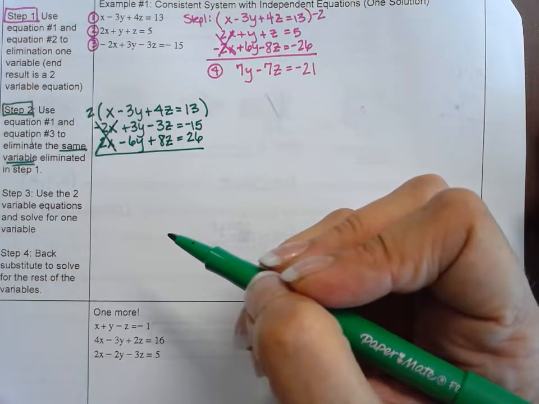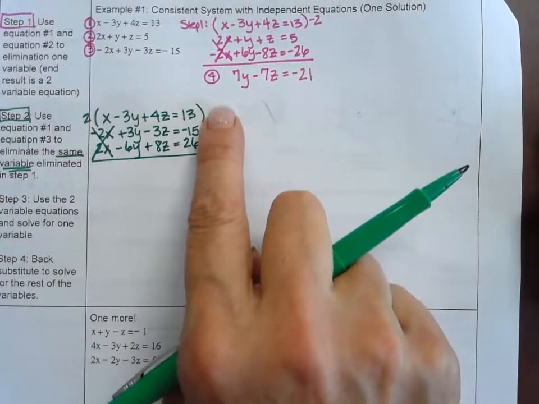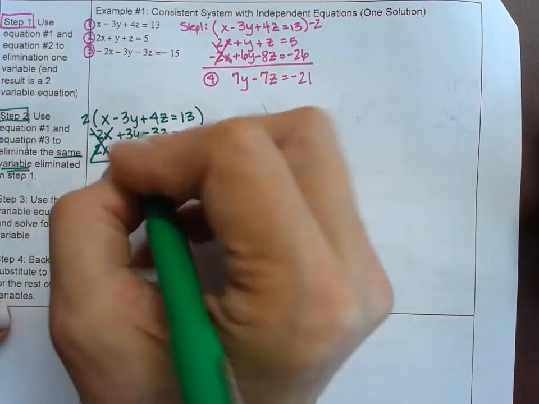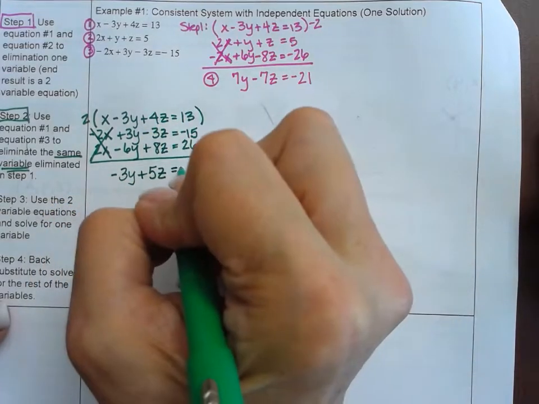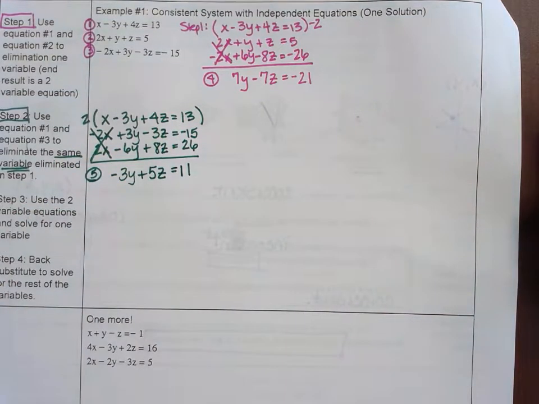No, you need to get rid of the x. We have to get rid of the x. That's fine. All right, so negative 3y plus 5z is equal to 11. And I'm going to make that equation 5.